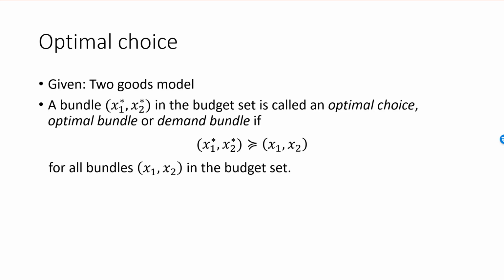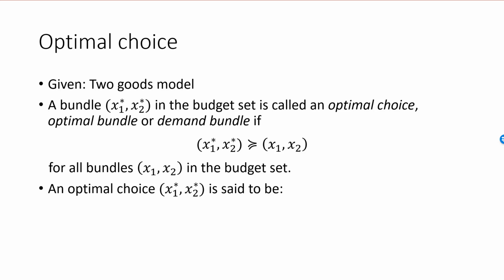An optimal bundle will be denoted by x1 star, x2 star. No affordable bundle can be strictly preferred to an optimal bundle. As long as the budget set is not empty, there must be at least one optimal bundle due to the fact that preferences are totally ordered. However, we may have many or even an infinite number of optimal bundles. If we have several optimal bundles, then the consumer must be indifferent between all of them.